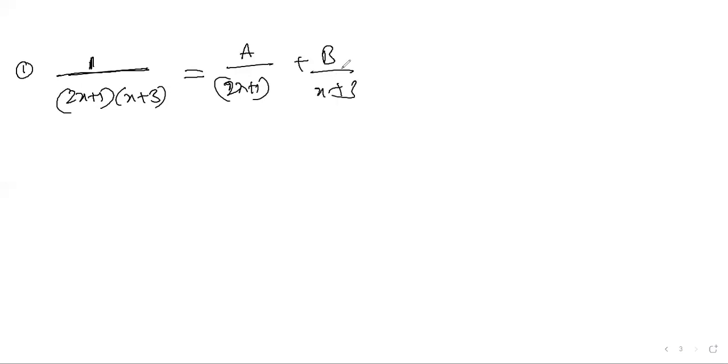Am I clear? To open this, you have to understand. How to find A and B, I'll explain the procedure later. Okay, copy this. Second one.